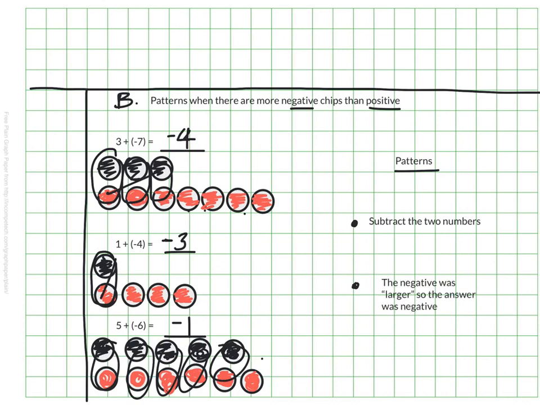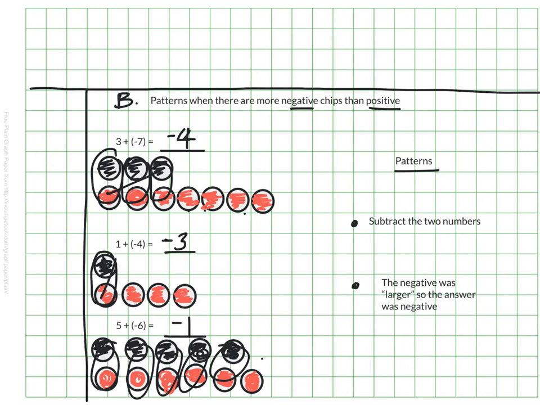And I think that makes sense with my chips because since there were more red chips than black chips, once I took out all my zero pairs, what was left over was just red. And so when I took away what was in common from both of them, my value ended up being negative.